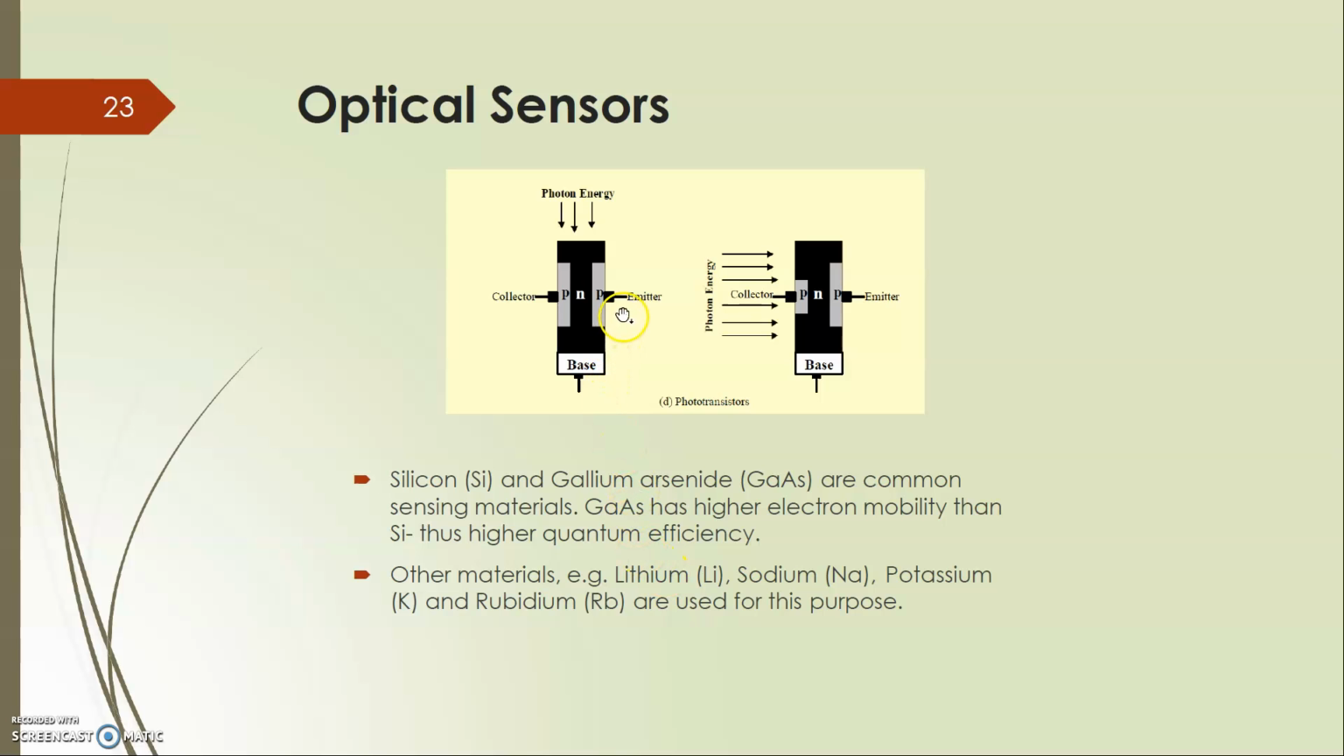The last one is the phototransistor. Phototransistors are usually constructed with three terminals: collector, emitter, and base. They are exposed to light, and when the light intensity exceeds a certain threshold value, it will increase the current flow between emitter and collector. So this is what happens in phototransistors.